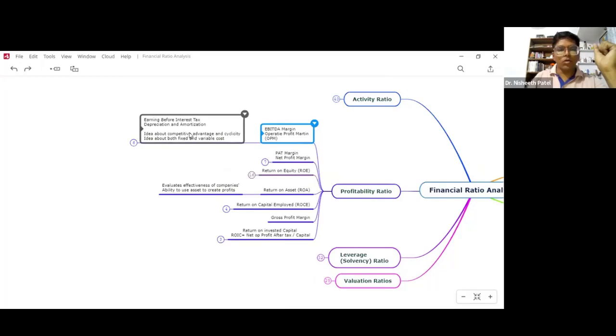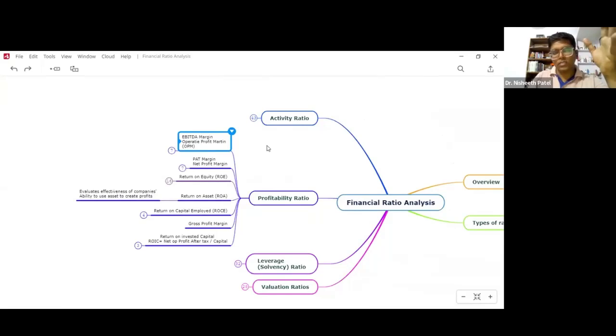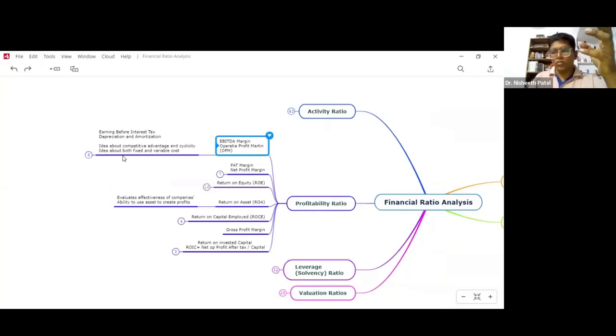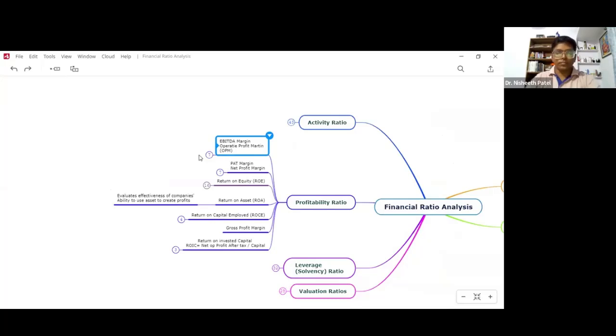It will give an idea about the competitive advantage and cyclicity, and also about both the fixed and variable cost. Suppose one company has posted OPM of around 150 CR in one quarter, and suddenly they have posted 200 CR of OPM. So why this sudden increase in the OPM? Either they have reduced some cost, or some expenses have been counted in this quarter, which we need to check.